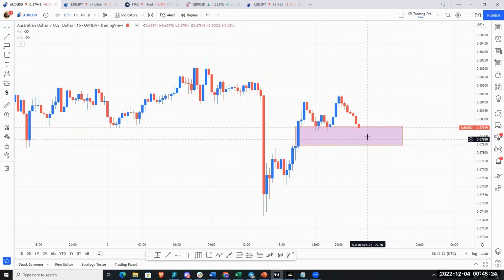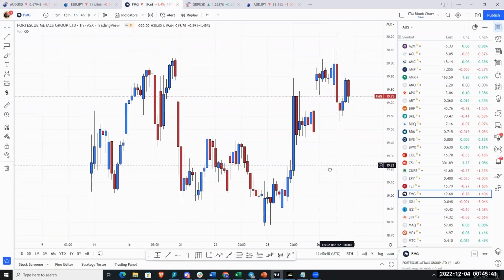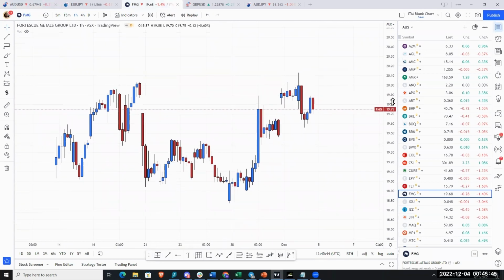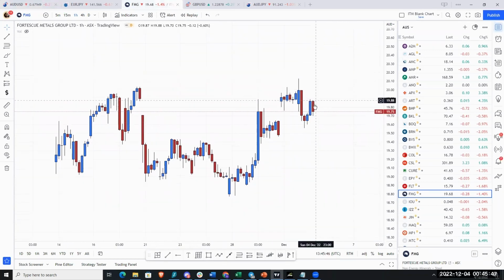But right now, I just want to show you how the market actually comes into the fair value gap and how it plays out, or how we can use this information. So this is one example, this is the second example. Now let's move to another one. This is the Australian stock, FMG, and look at this price action right up here on the 1 hour time frame.